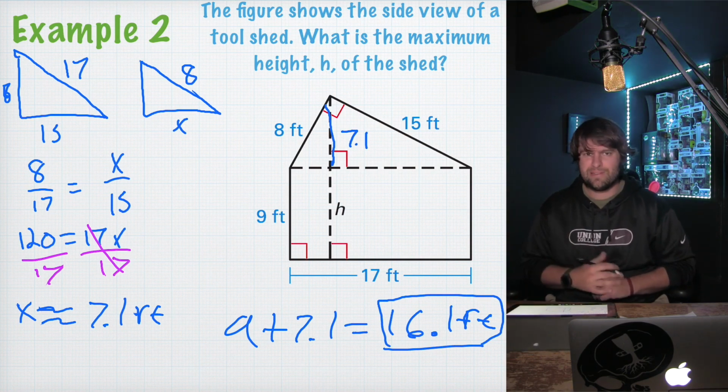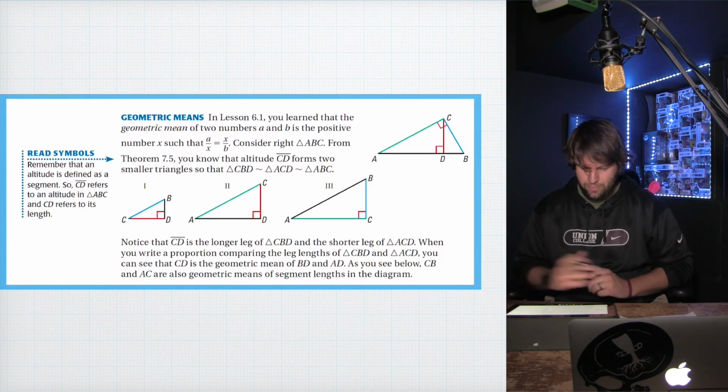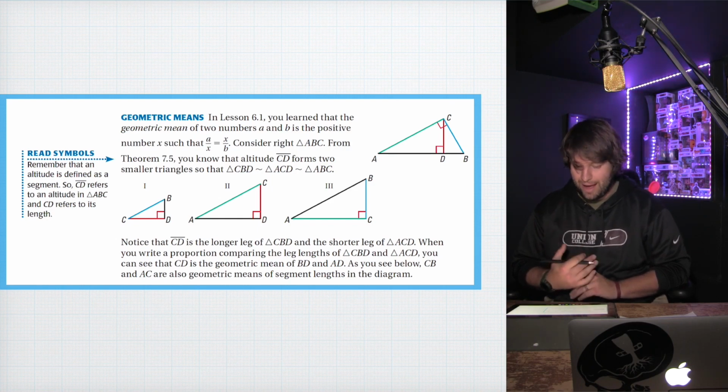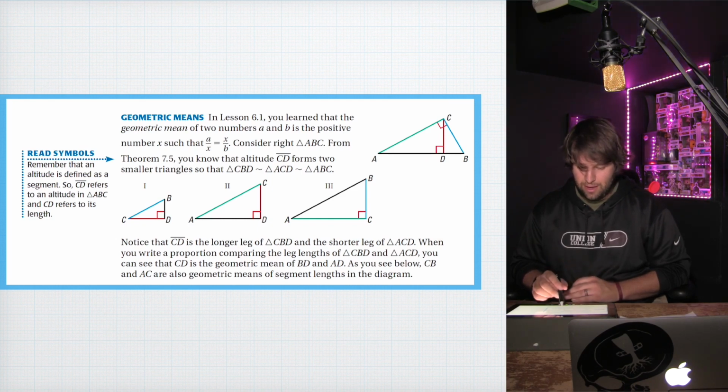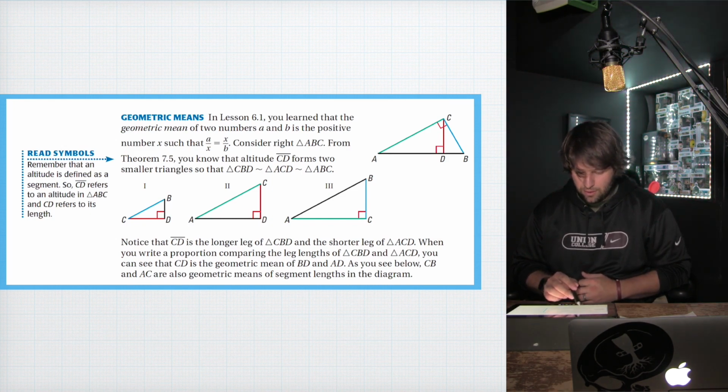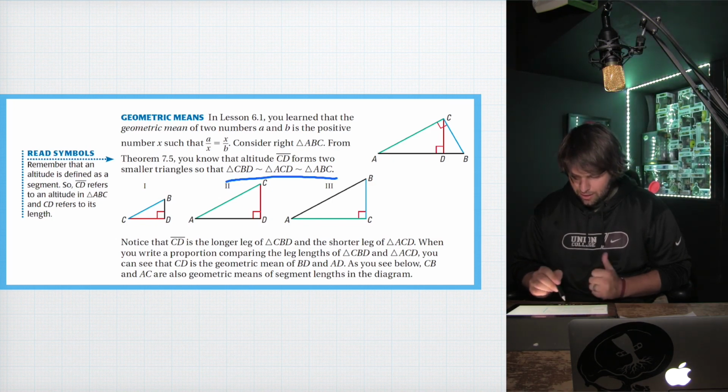All right, guys, I hope that made sense. Let's keep on rolling. So, geometric means. In lesson 6.1, you learned that the geometric mean of two numbers a and b is the positive number x, such that a over x equals x over b. Consider right triangle ABC. From theorem 7.5, you know that the altitude CD forms two smaller triangles so that these three triangles are similar. Notice that CD is the longer leg of triangle CBD, and the shorter leg of ACD.